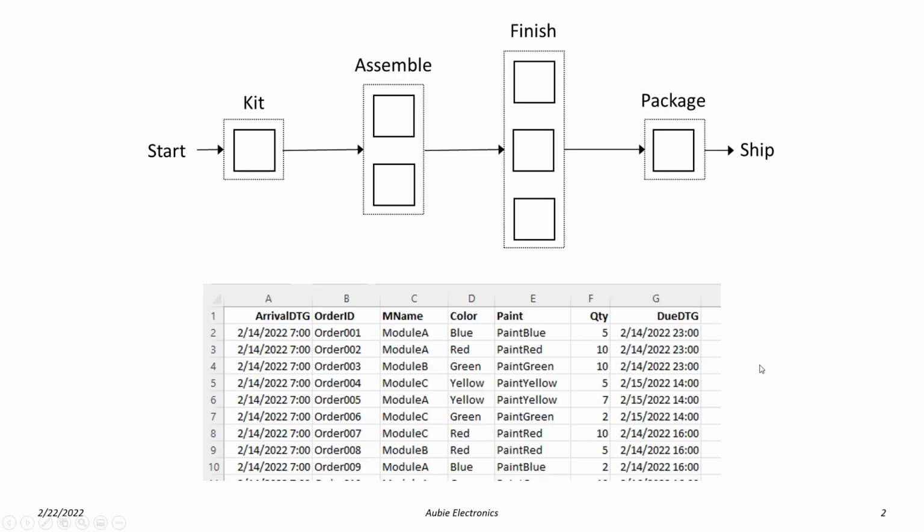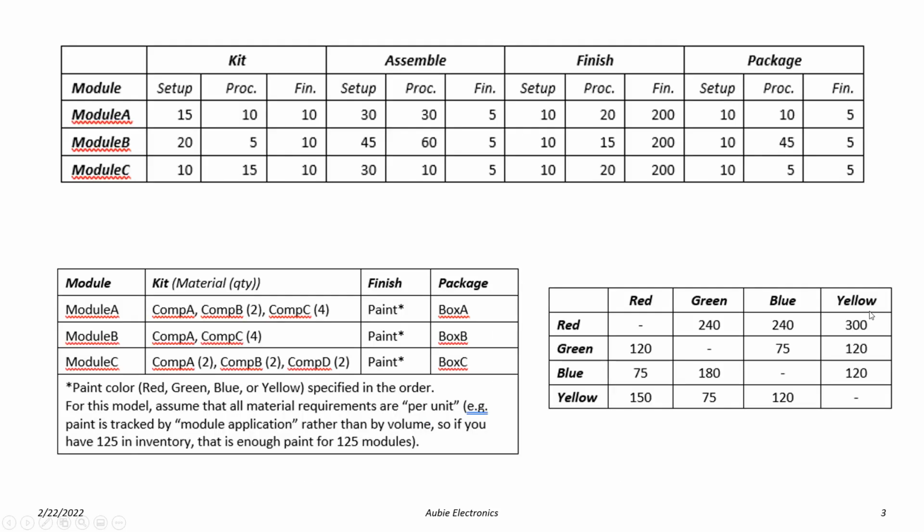And so the ABI electronics, what we're interested in modeling here, is a flexible flow line. You can see that we have 4 stages: kit, assemble, finish, and package, and that 2 of those stages, assemble and finish, have multiple parallel stations in this example, which are identical. And we are processing orders, where an order consists of a particular module that is a particular color. So we have 3 different module types, and we have 4 different colors, and then we have an order arrival date and an order due date. We have the additional details here that, again, we went over in the lecture. We're going to use all of this data.